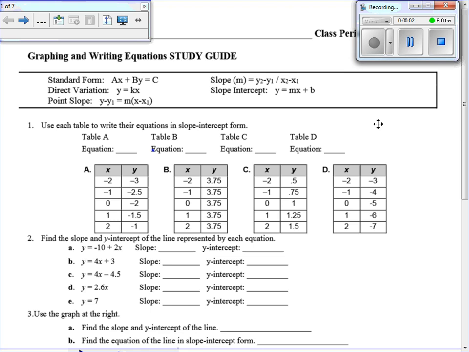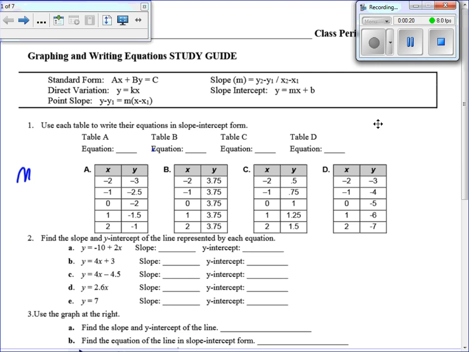Okay, this is your Algebra 1 study guide review. Question 1 wants us to use each table to write their equation in slope-intercept form. We're looking at table A first. What we need from this table is the slope and the y-intercept so that we can write the equation. Remember that slope is change in y over change in x.